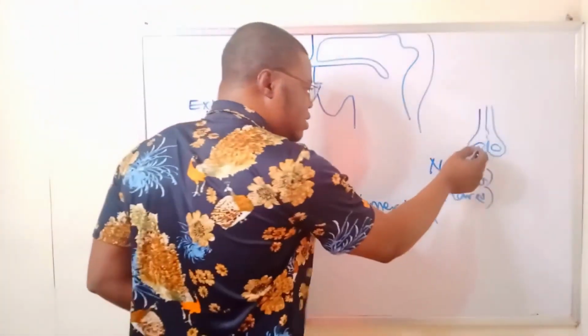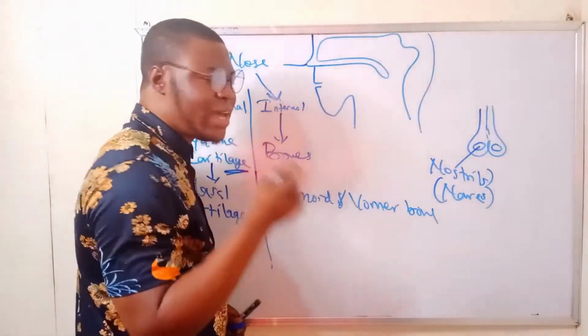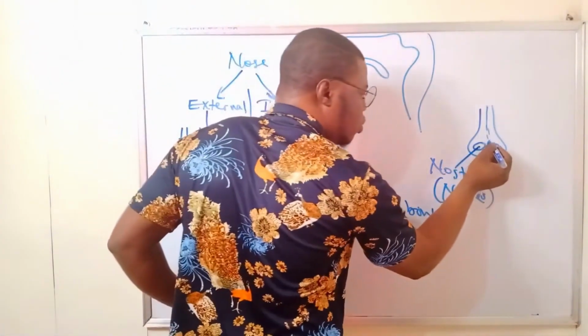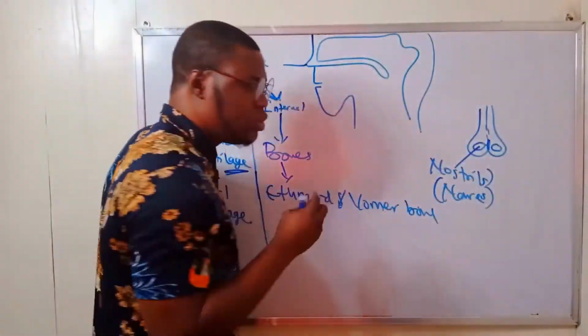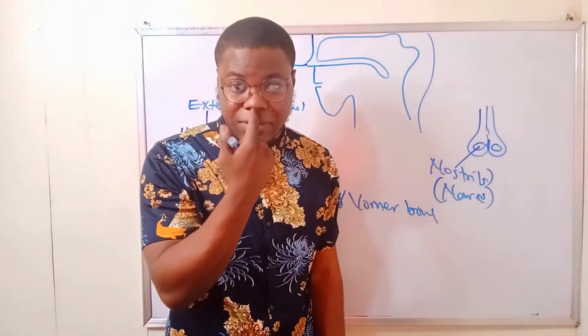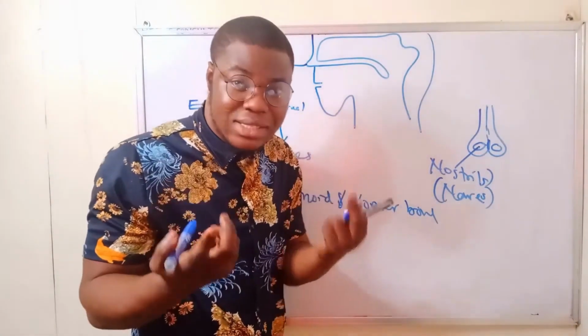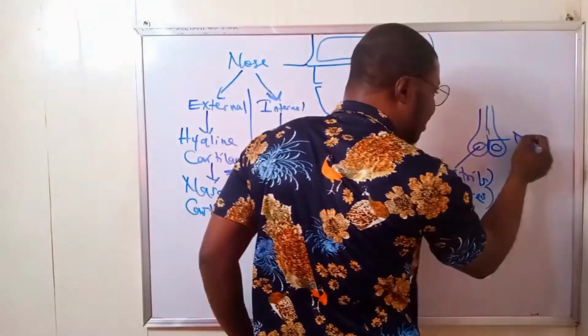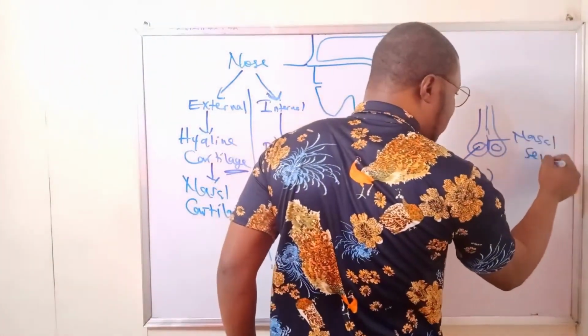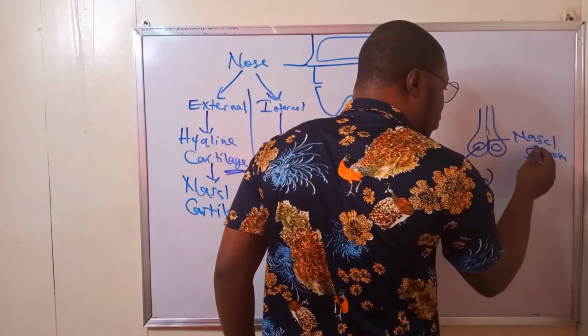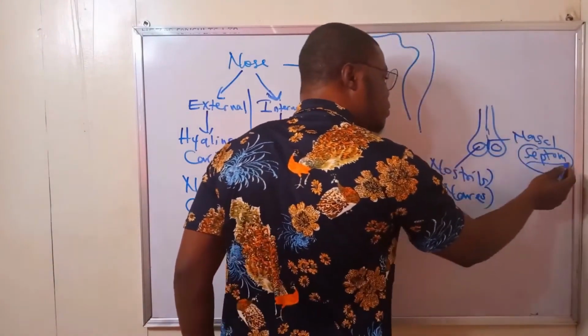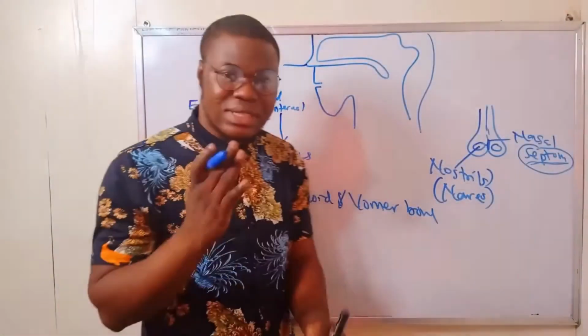Now, why is this nose divided into two openings? It is divided into two openings due to this structure between them. So, this very structure divides the nose into two openings called the nostrils or nares. And that structure is called the nasal septum. Nasal septum. I told you in our class for CVS that whenever you see septum, septum means anything that causes division.